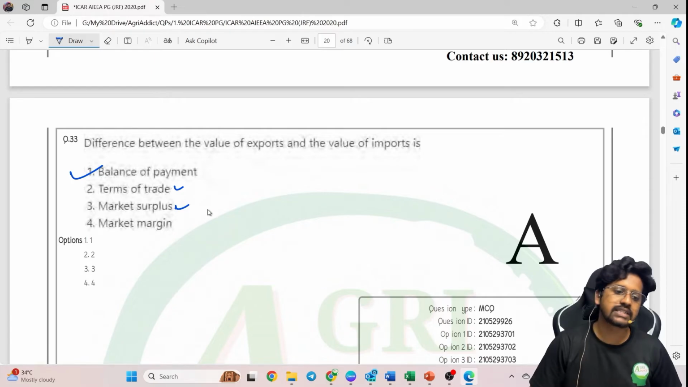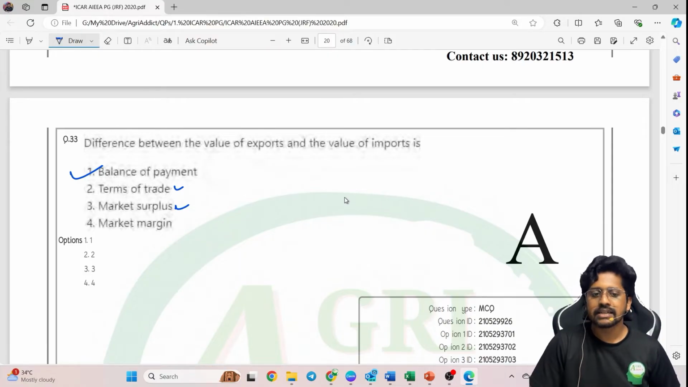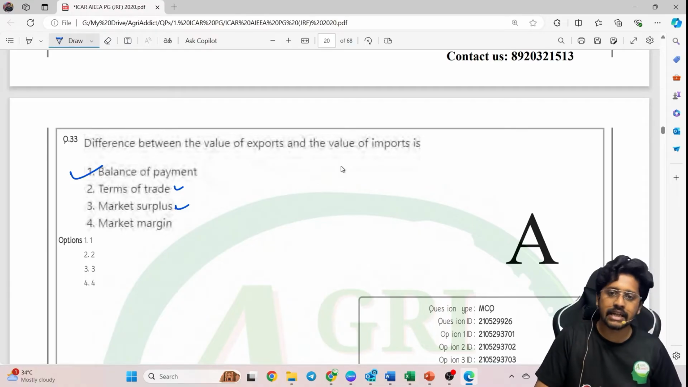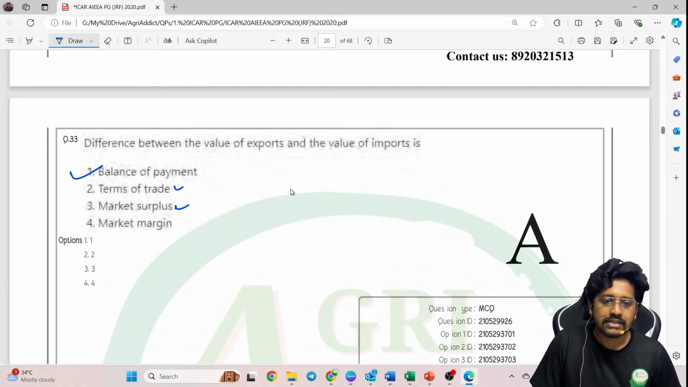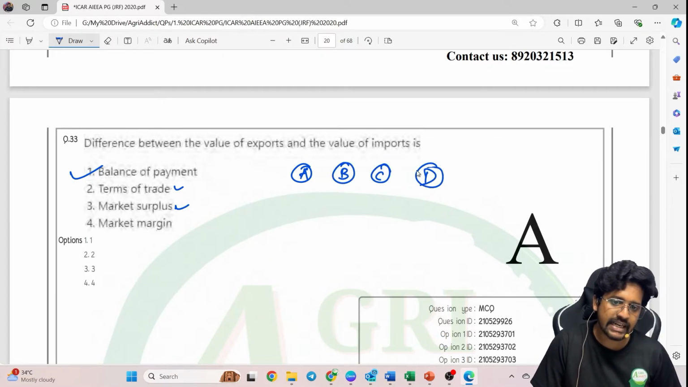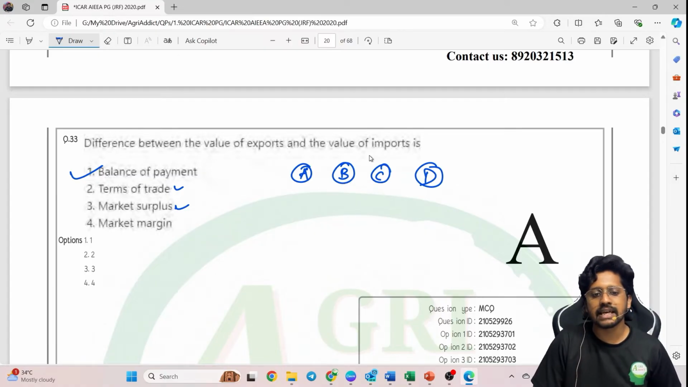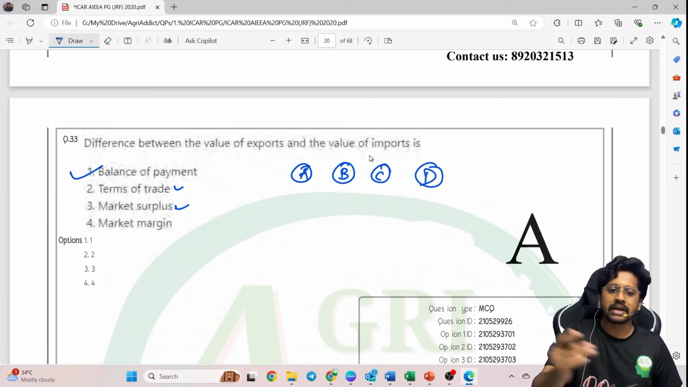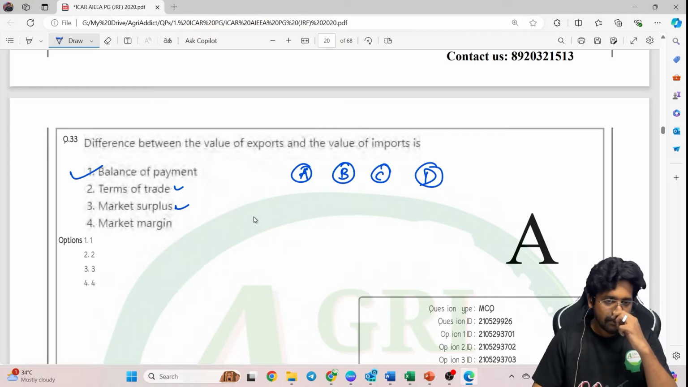And what is market margin? Actually, in a marketing channel there will be different market intermediaries, right? So when we are considering a single intermediary, for example, let this be a marketing channel A, B, C and D. Let A be the producer and D be the consumer. B and C are the middlemen in between the marketing channel. They are the marketing intermediaries.